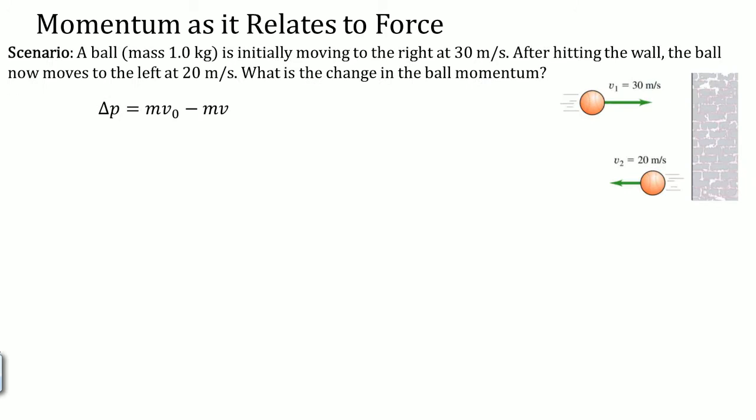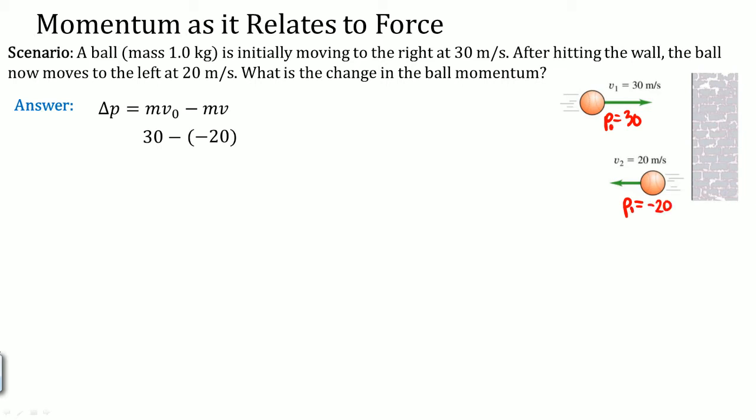Here's the scenario. A ball of mass 1 kilogram is initially moving to the right at 30 meters per second. After hitting the wall, the ball bounces and moves to the left at 20 meters per second. What is the change in the ball's momentum? Here's the formula. You plug it in. So you have 30, which is the final momentum, minus the initial momentum, and this is going to be negative.